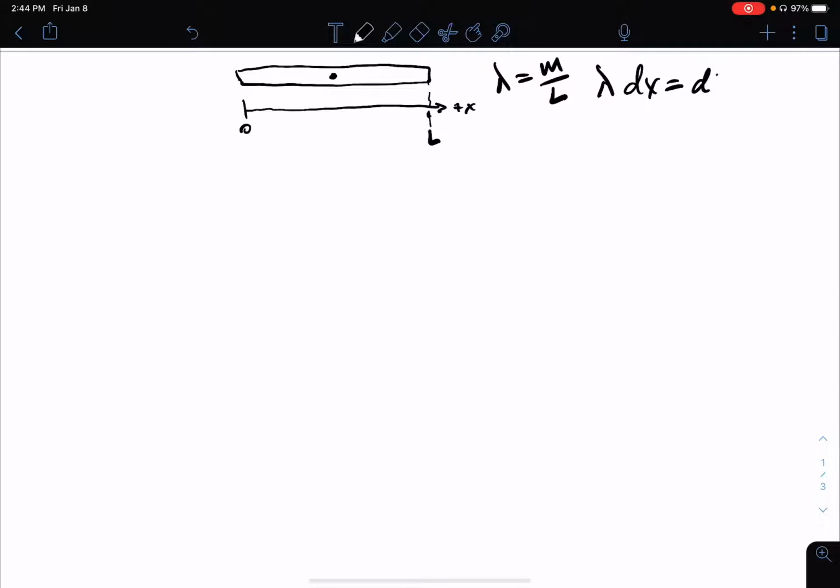So the most important thing is where is the axis of rotation. In the last example, it was on the left end. This is still going to be the x-axis. This is still x plus x, so this is still 0. And this point down here is still L, so none of that's changed. Lambda, the linear mass density, is still m over L, which means that lambda dx is still equal to dm.